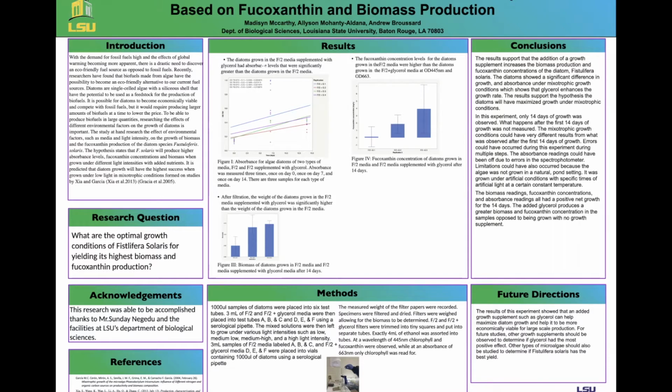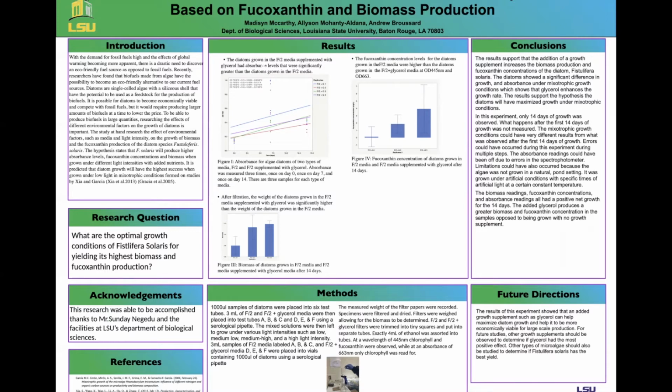The methods for this experiment were: 1,000 microliter samples of diatoms were placed into 6 test tubes. 3 milliliters of F2 and F2 plus glycerol media were then placed into test tubes A, B, C, D, E, and F using a serological pipette. The mixed solutions were then left to grow under various light intensities such as low, medium, and high light intensity.